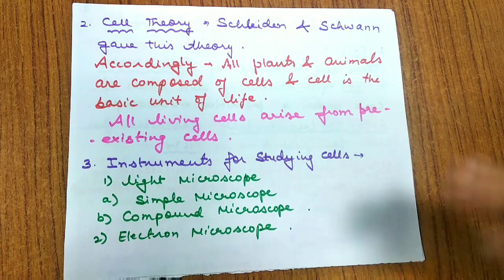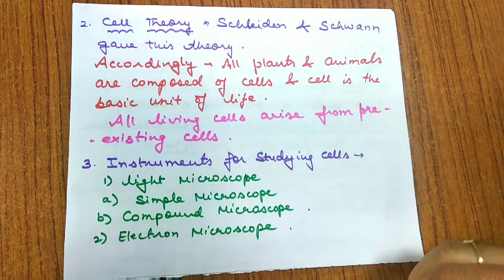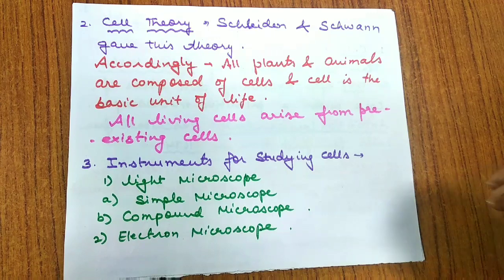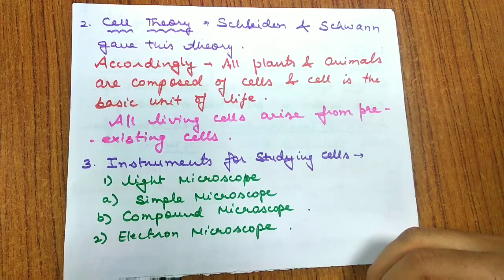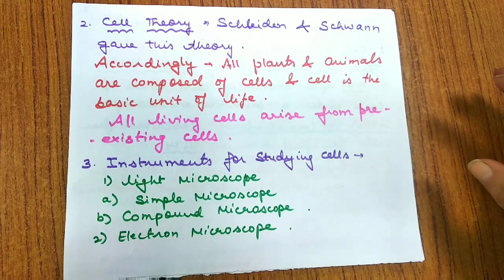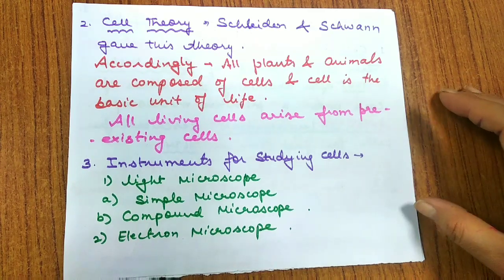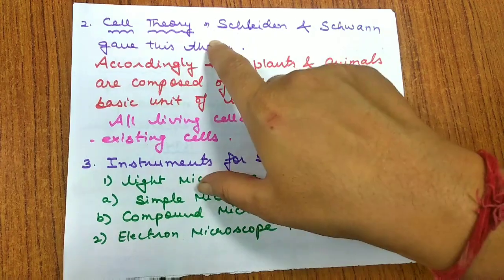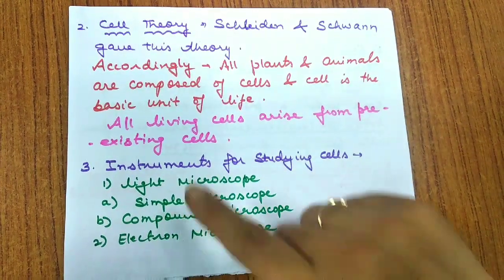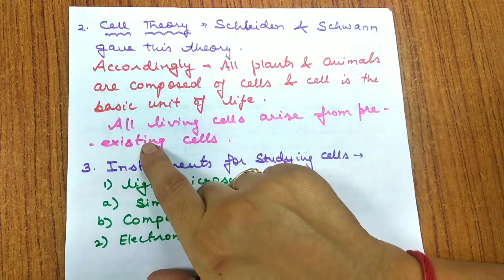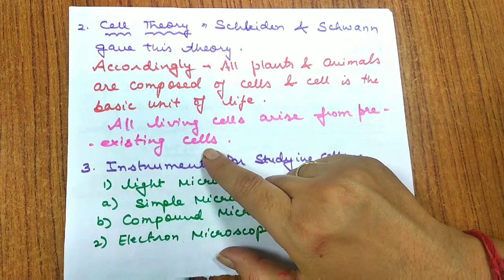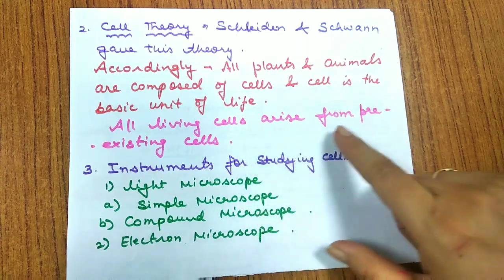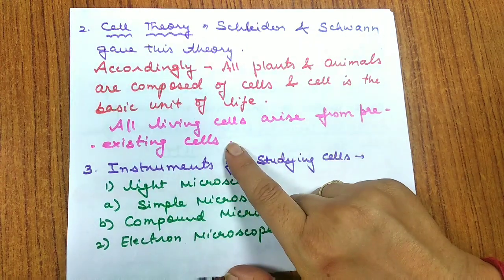of life, which was modified later, and nowadays we have the modern cell theory which says that all living beings are composed of cells, and a cell basically is a mass of protoplasm which consists of cell membrane, nucleus, and cell wall in some cases. It also says that all living cells arise from pre-existing cells. All living cells, that means they have come from some pre-existing cells. So this is about the cell theory.